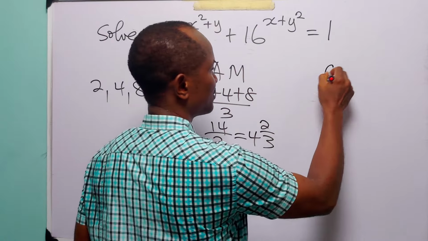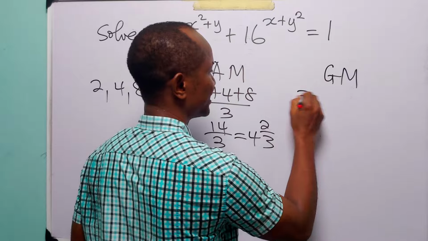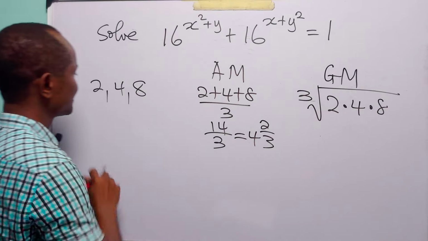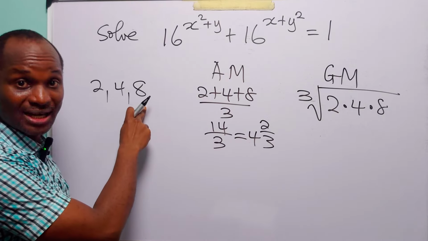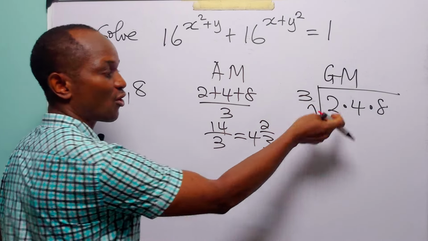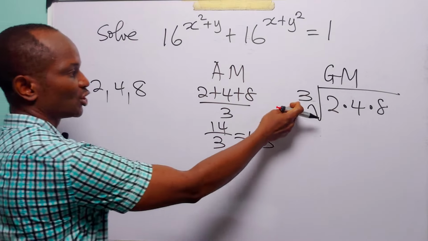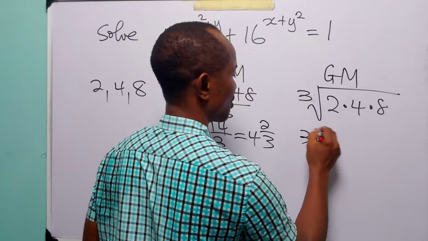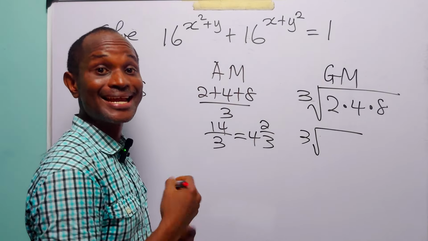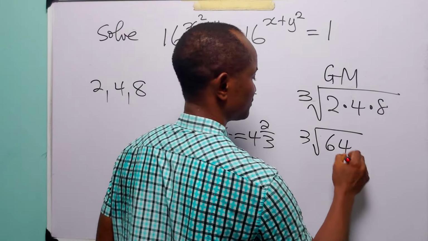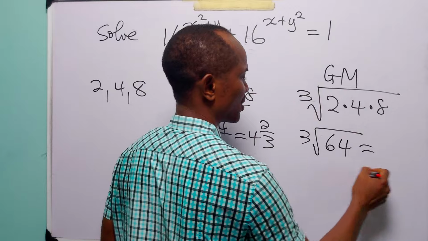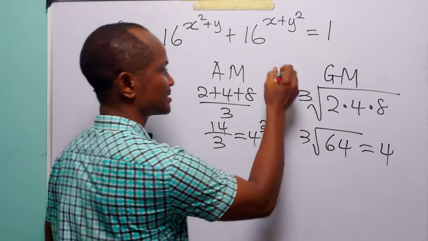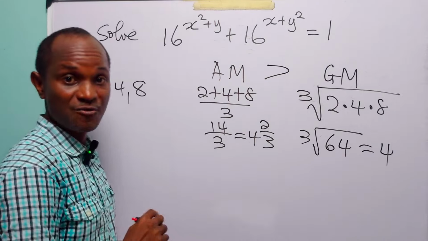Now the geometric mean of 2, 4 and 8 is the cube root of 2 times 4 times 8. That is, we find the product of the 3 numbers and then take the cube root of the product. Cube root because we have 3 numbers. Now this is the cube root of 2 times 4, which is 8. 8 times 8 is 64. And of course, the cube root of 64 is equal to 4. So you can see that the arithmetic mean is greater than the geometric mean.